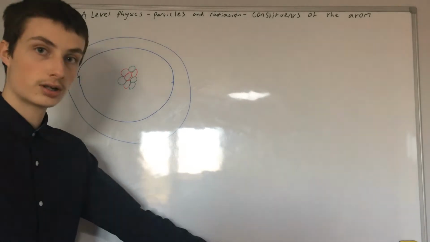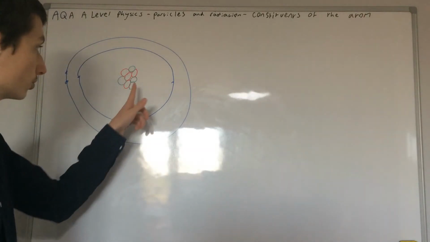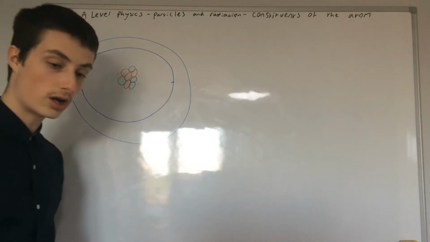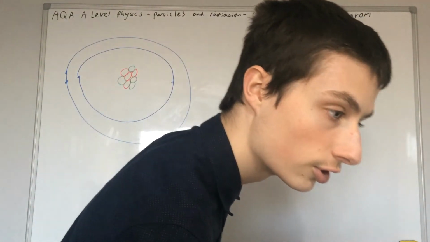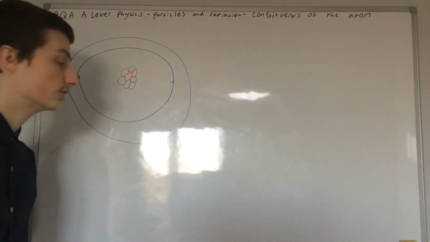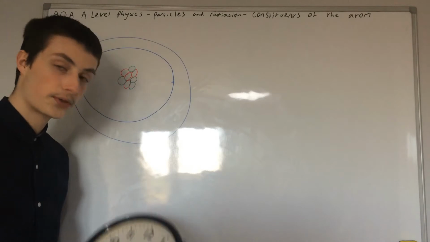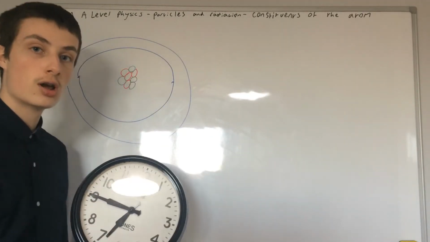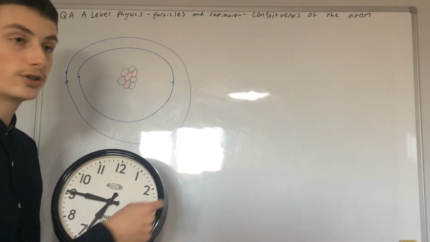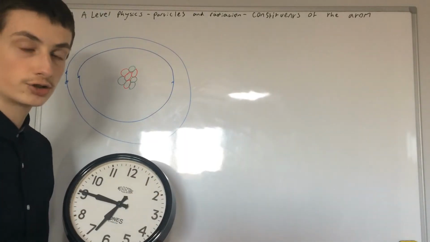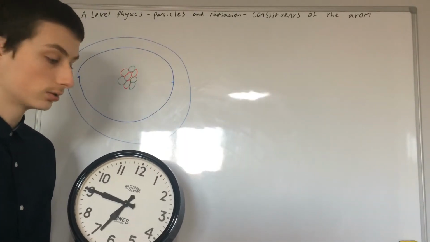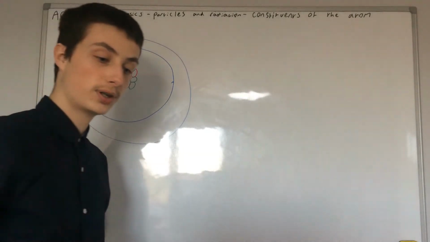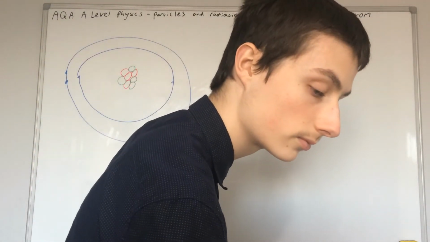I'm going to point to highlight the distance between the nucleus and the electrons here. If this clock was the size of the centre of the nucleus, then the electrons would be orbiting about 20 kilometres in each direction. That's the scale of the complete space within the atom.